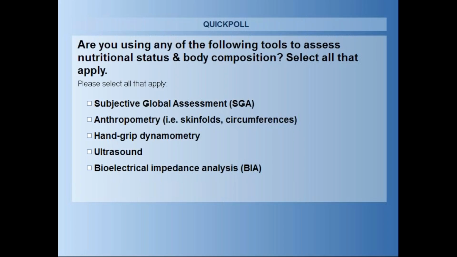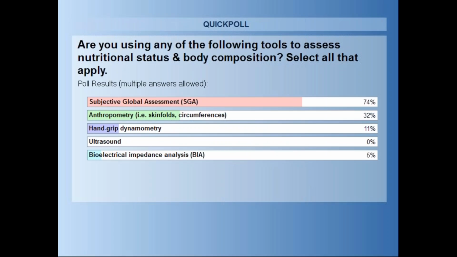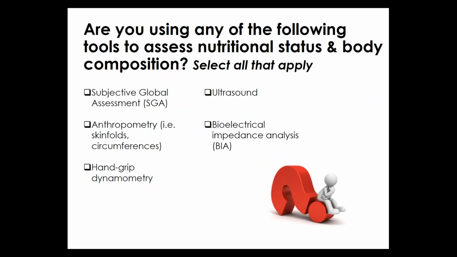Okay, so let's go ahead and look at the results of this poll. Perfect. This is great to see. I know the Canadian Malnutrition Task Force would be very happy to see almost 3/4 of you using subjective global assessment, as that is the recommended method for identifying malnutrition in hospitalized patients. Certainly to a lesser extent, I see we're using anthropometrics, which we know aren't always reliable in hospitalized patients. Hand grip dynamometry, not so much. Ultrasound, which I'm sure many of you have heard about, right now is more of a research tool. Perfect. So let's continue into the next slide.